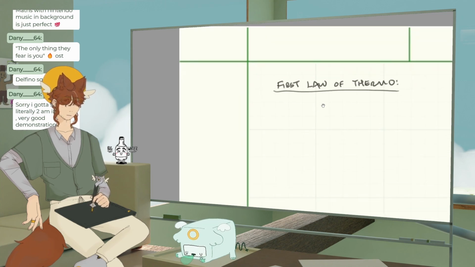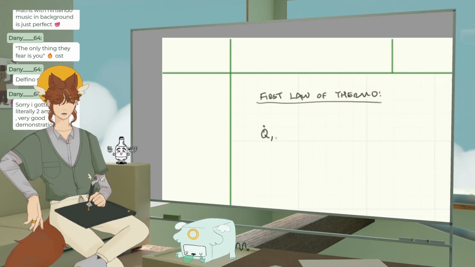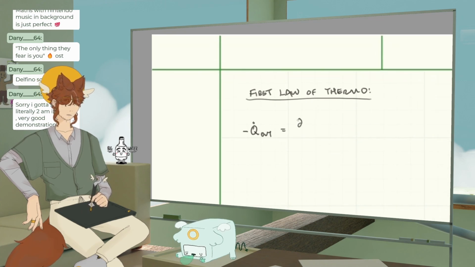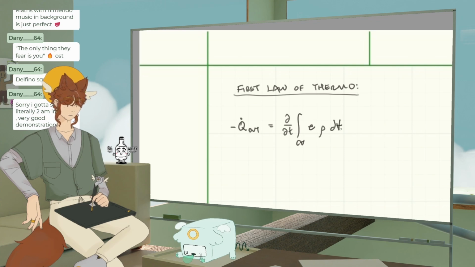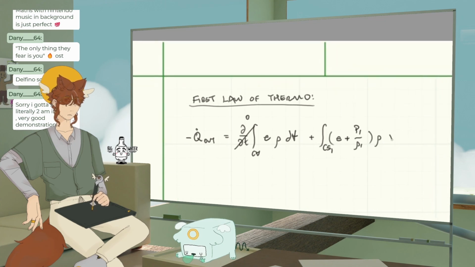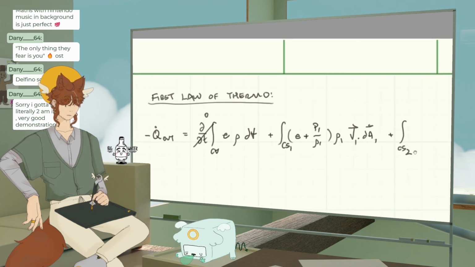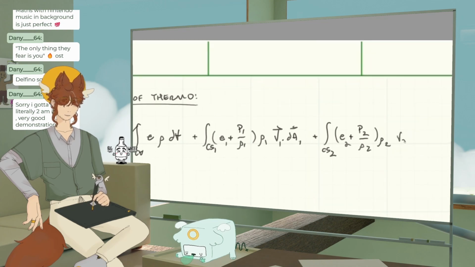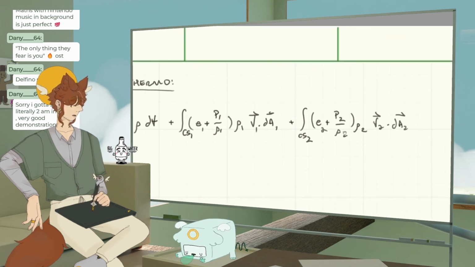First law of thermo, which says that we have q dot, in our case q dot out, equals, we don't have any work, well, we do, but it's over here, d by dt over the control volume of e, little e, rho dV, that's going to be 0, we did say it was steady state, plus control surface 1, e plus P1 over rho 1, rho 1 V1 dot dA1, plus the chunky term, control surface 2, e plus P2 over rho 2, rho 2 V2 dot dA2. Lots of good things in here.